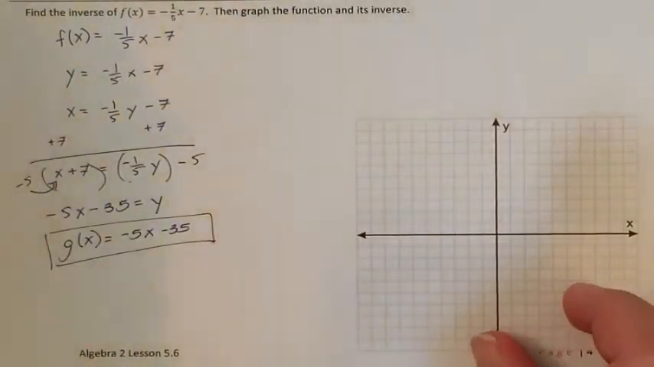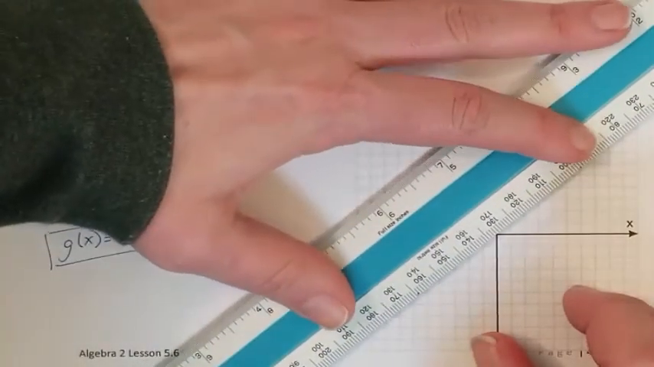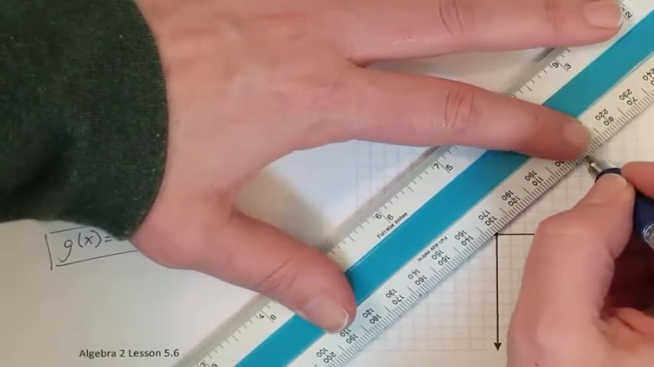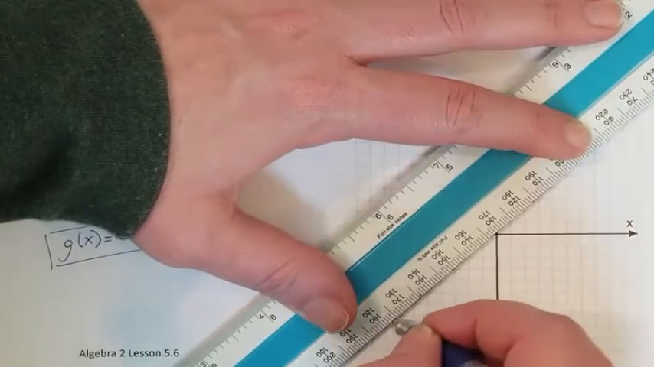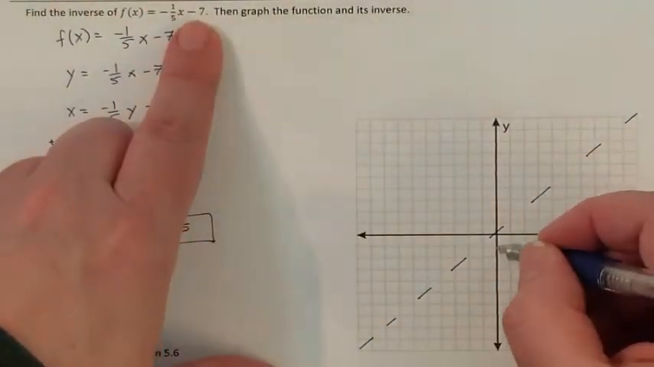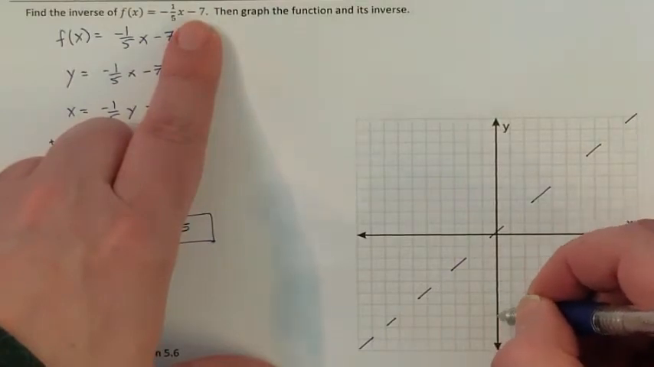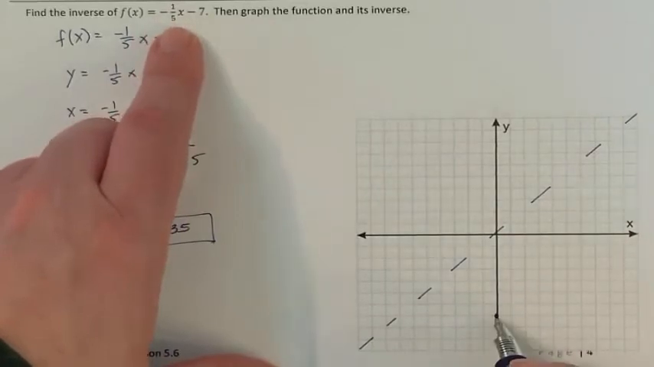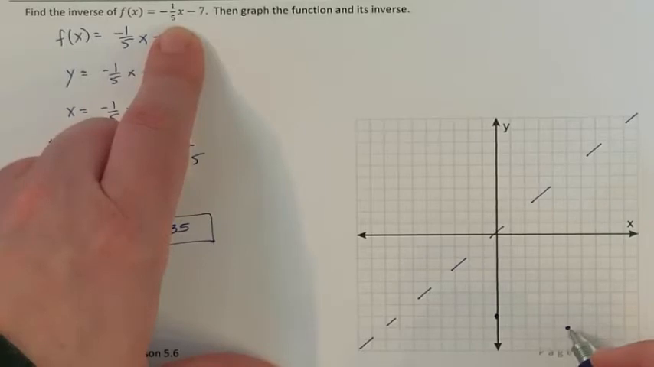I'm now supposed to graph them. So go ahead and graph them. They're supposed to be reflected across this line right here. So my y-intercept is a negative 7. So 1, 2, 3, 4, 5, 6, 7. I'm supposed to go down 1 over 5. So down 1 over 1, 2, 3, 4, 5. Down 1 over 1, 2, 3, 4, 5.